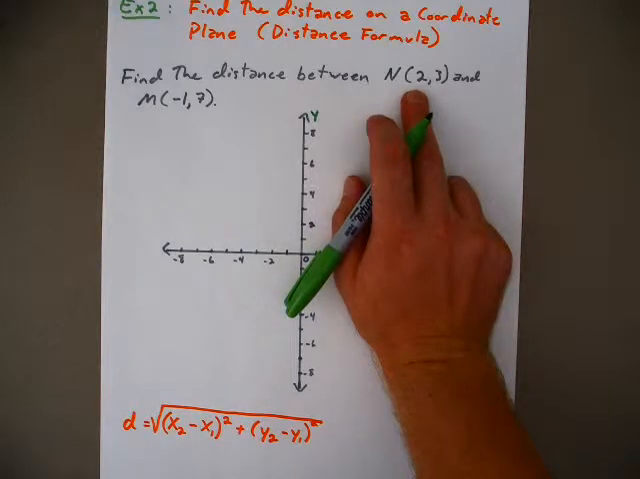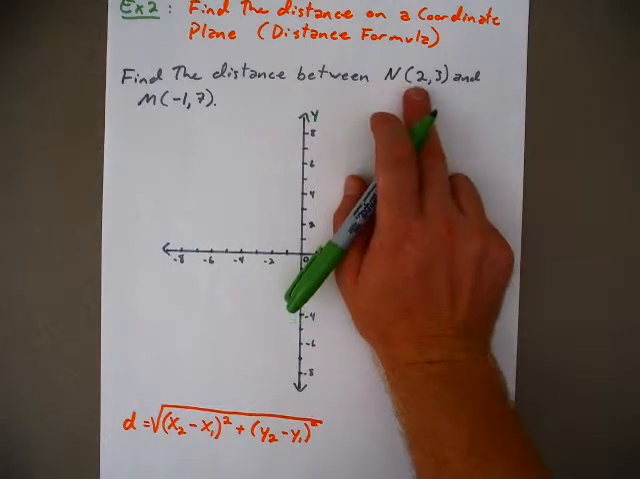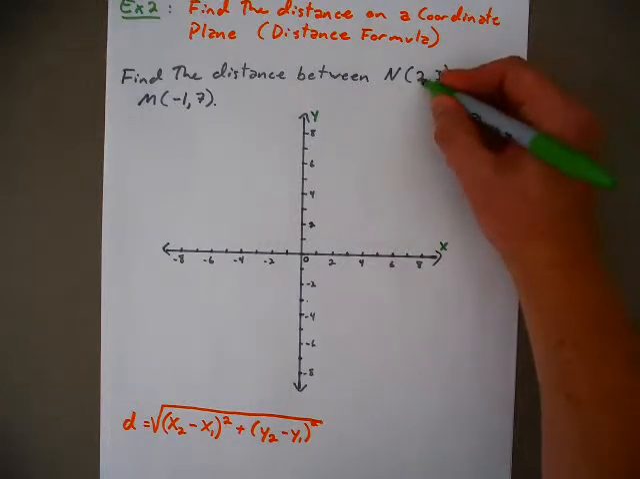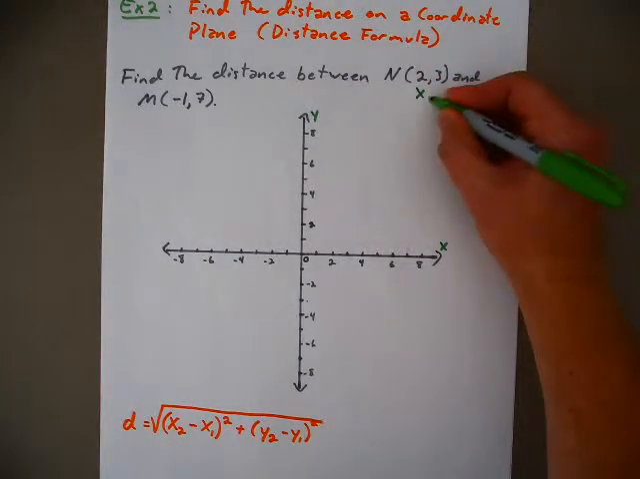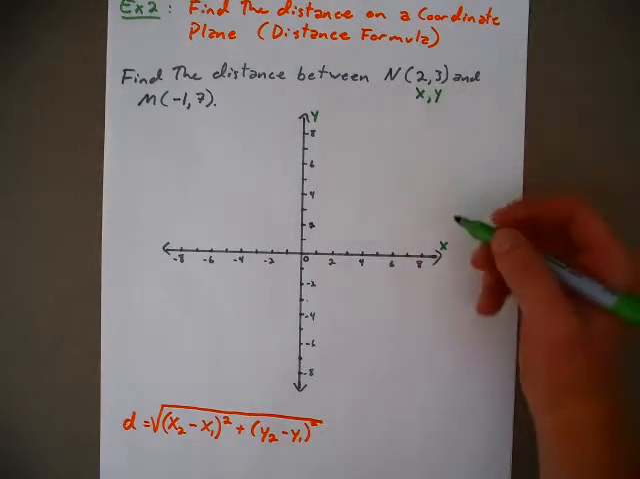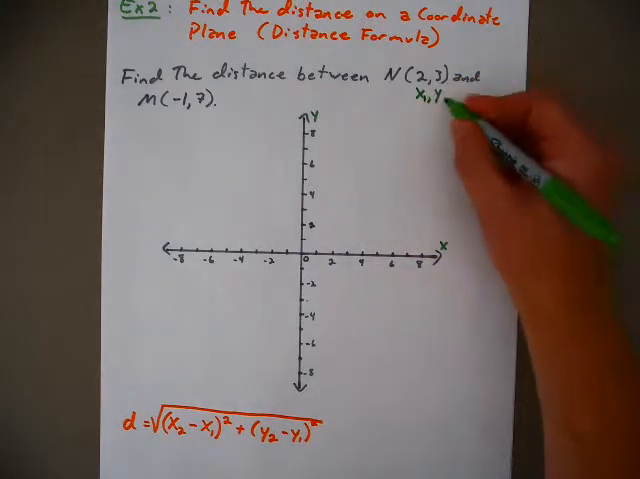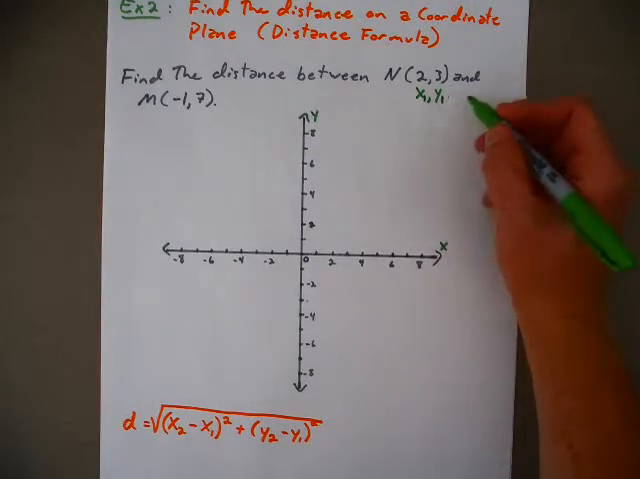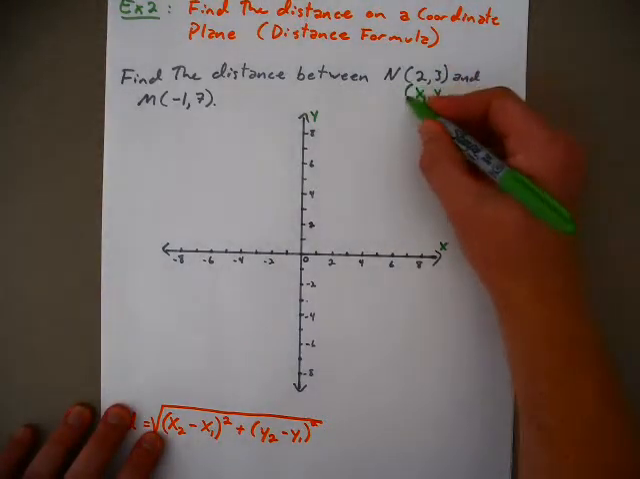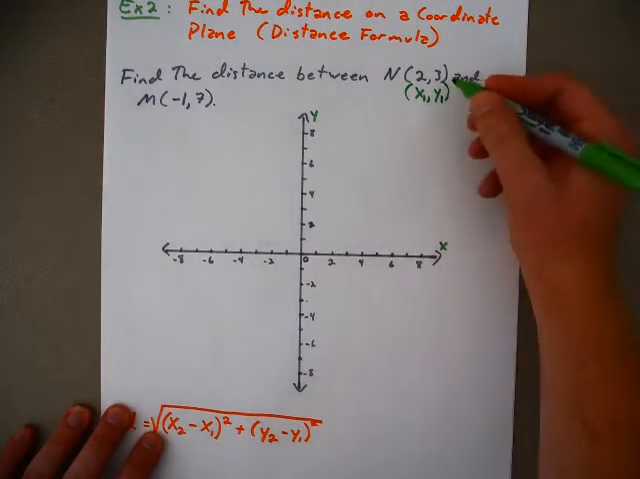This N here is going to be our first point, and we know that this is referred to as an ordered pair. It's a location of where point N is, and I know that this 2 is our x-coordinate, and that 3 is our y-coordinate. And since this is our first ordered pair, I'm going to refer to this as x1 and y1. And I'm going to put a little subscript there to indicate that that is our first ordered pair of x and y.